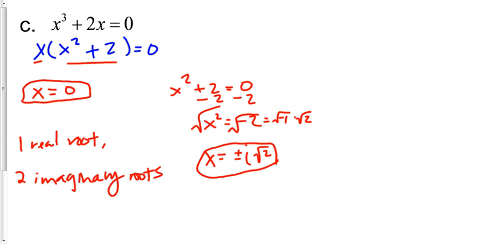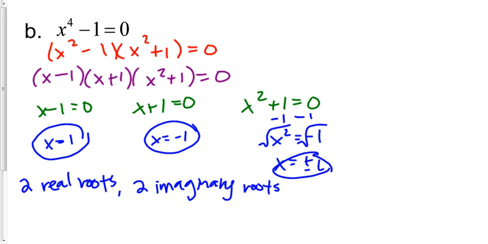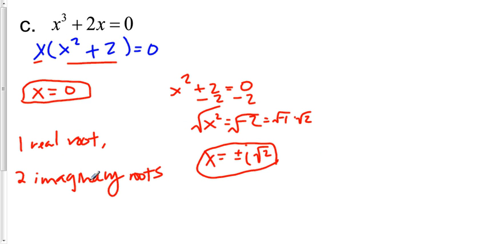Now what we notice in the last 2 problems here is that the number of roots actually equals the degree of the polynomial. X to the third here tells you that there's a possibility of 3 solutions or 3 roots. They're not all real, they're not all imaginary, but in this case we had 1 real and 2 imaginary. In example B, we had a 4th degree polynomial. There were 2 real roots and 2 imaginary roots. So most of the time the degree of the polynomial tells you how many possible roots you have. Okay? All right, let's move on to something else.